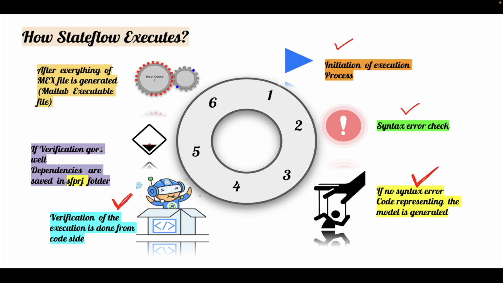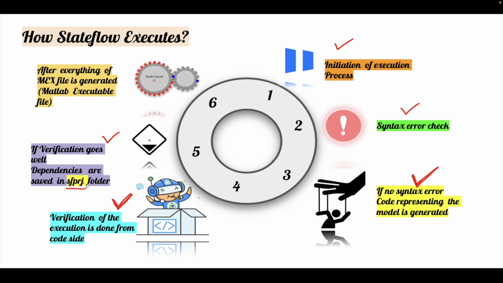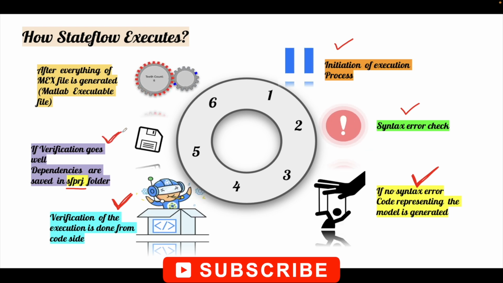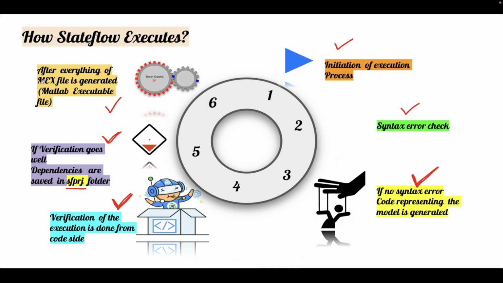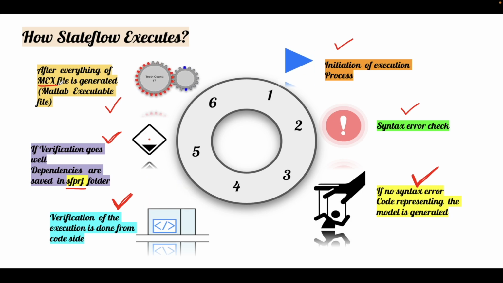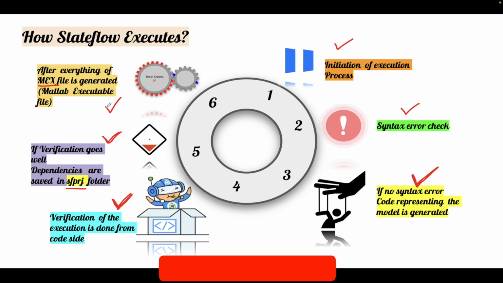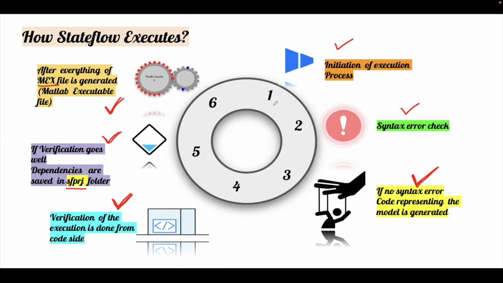Once the verification is done, it will generate a folder which is named sfprj, which is representing the stateflow project folder, and it will place all the dependencies that are there for the particular stateflow model that we have developed. At the end, it will create a mex file, which is a MATLAB executable file, which will be running in the background when we press the play button, and then we will be getting the proper execution that happens on stateflow MATLAB. So these are the 6 processes.